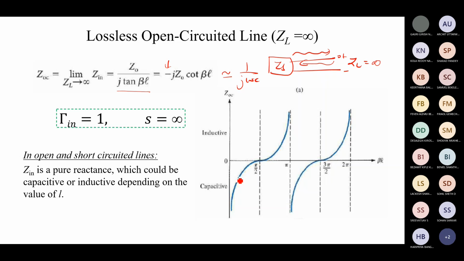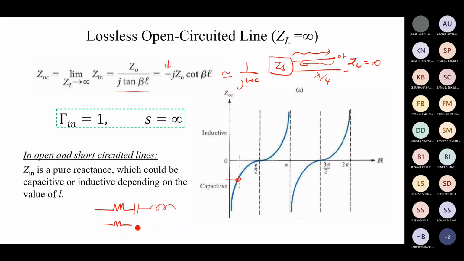Once again, if you take an open circuited line of lambda by 4 or lambda by 8 or something, then you will get capacitive behavior. So let's say I want to make an RLC network. I want to make a series resistor, a capacitor and an inductor. So it is very easy.